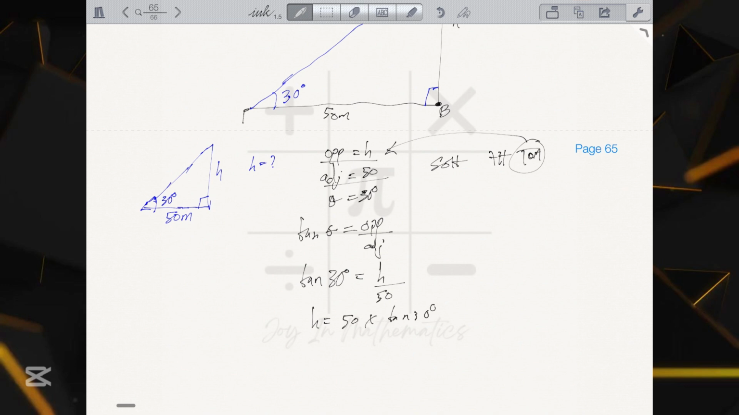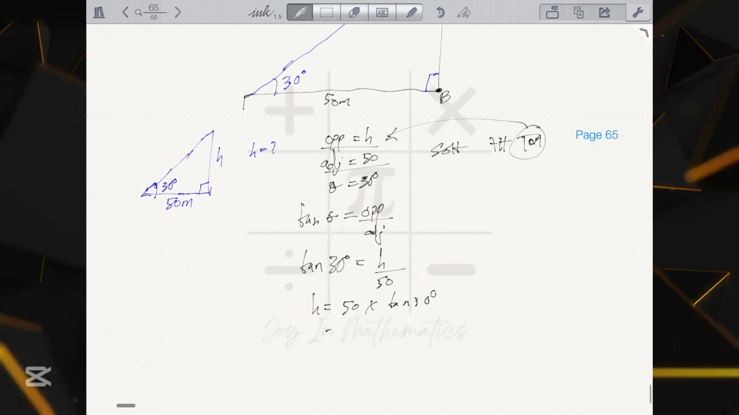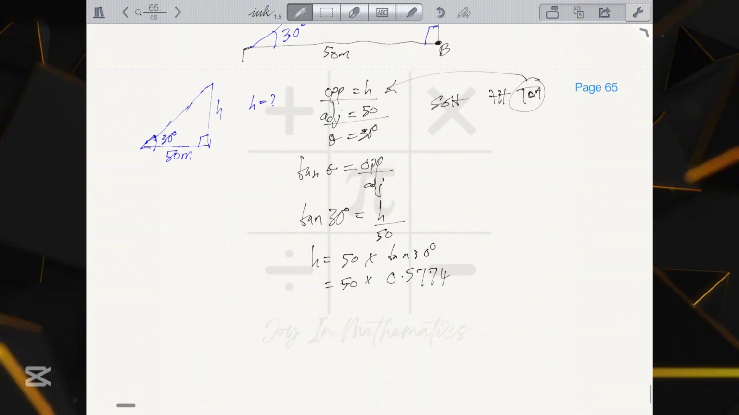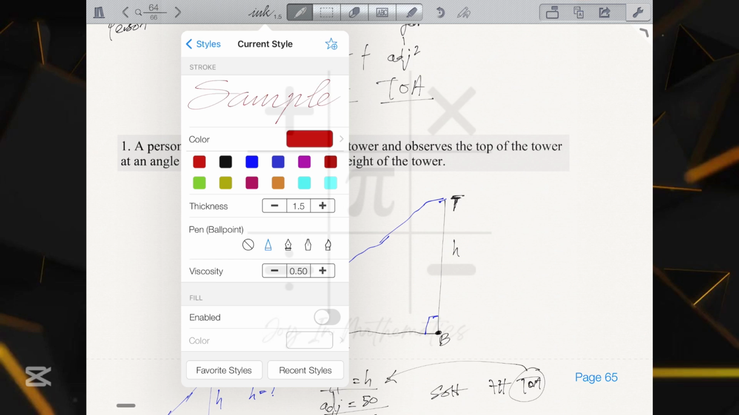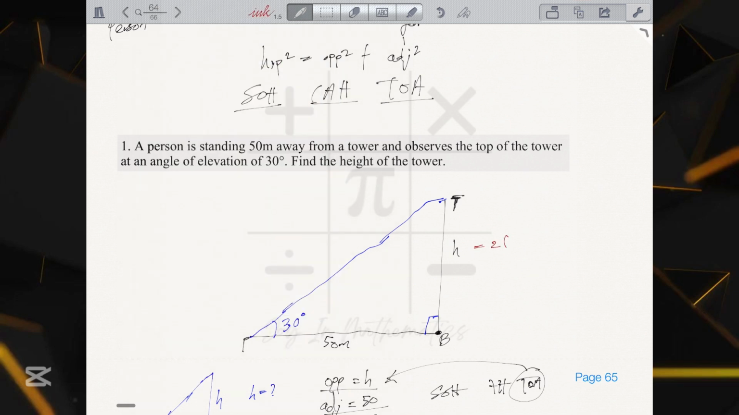Tan 30 is approximately 0.5774. And if we use our calculator for this, we'll have the height of the tower to be approximately 28.85 meters. So now we can see that the height of the tower is 28.85 meters.